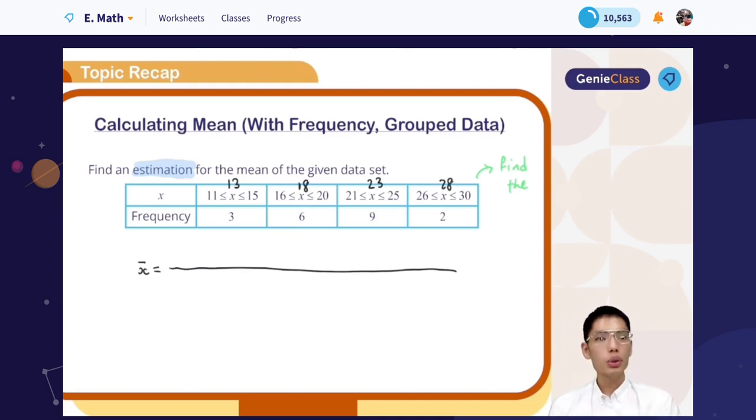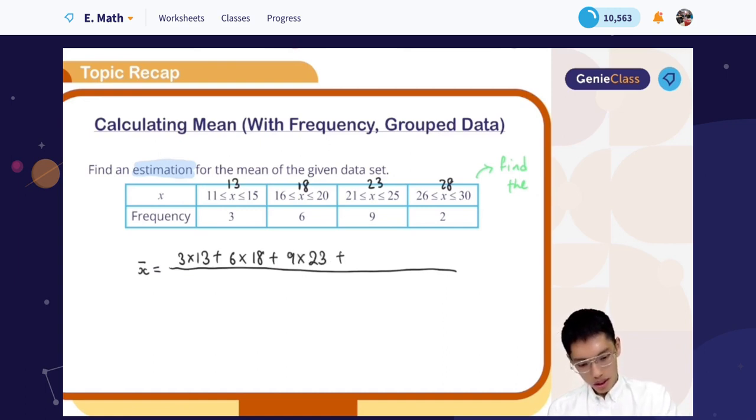Now, why the middle? We don't know what the spread of the data is. There may be more 11s, more 15s, we don't know. So to make ourselves safe, we take the middle to ensure that it is roughly not too far from the actual value we're looking at. And how do we do this? Again, frequency times x value, frequency times x value, and we just sum the frequency. 3 plus 6 plus 9 plus 2. 410 over 20, which is 20.5.